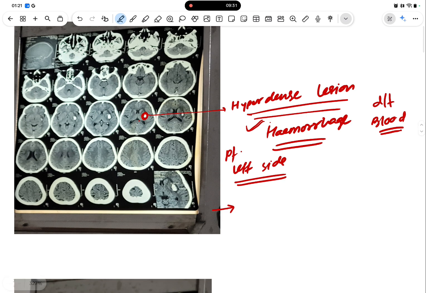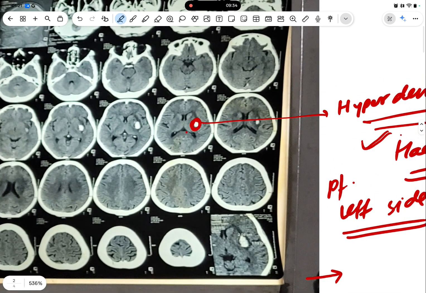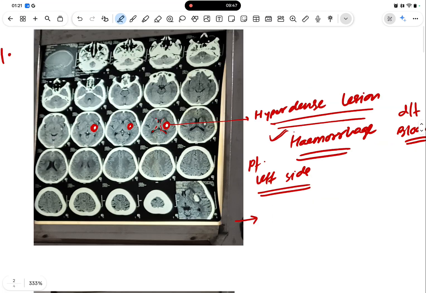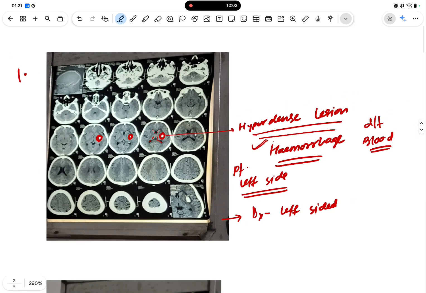So how do we diagnose this? This area is near the ventricle, right? Near the lateral ventricles. So we will call this basal ganglia hemorrhage. There is a hyperdense lesion or hyperdense area located in the left basal ganglia. So diagnosis is left-sided basal ganglia hemorrhage.